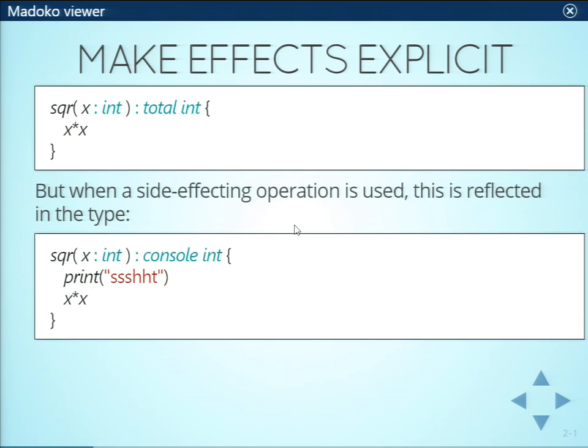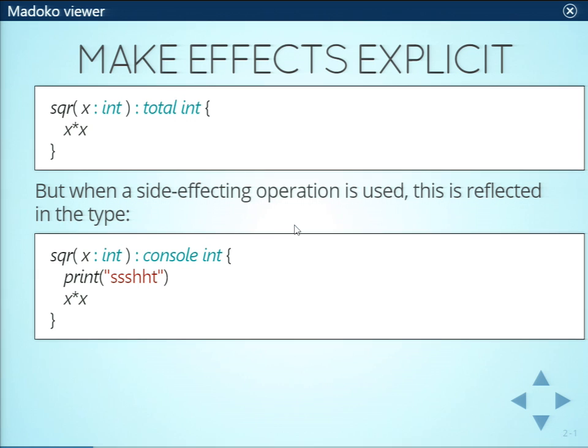So it looks like this. If I have a function like square that takes an integer and returns an integer, it also shows its possible side effects. In the first function, there is no side effect, so it's called total. The arrow really has 3 arguments here: the input type, the output type, and the side effects. So it doesn't just return an int; it returns an int and has a side effect, or no side effect. It's total. But when I do some side effecting operation like print, you'll see that the console effect pops up.